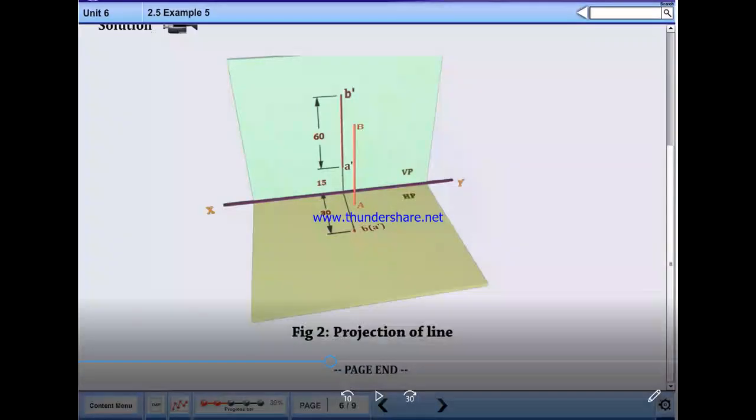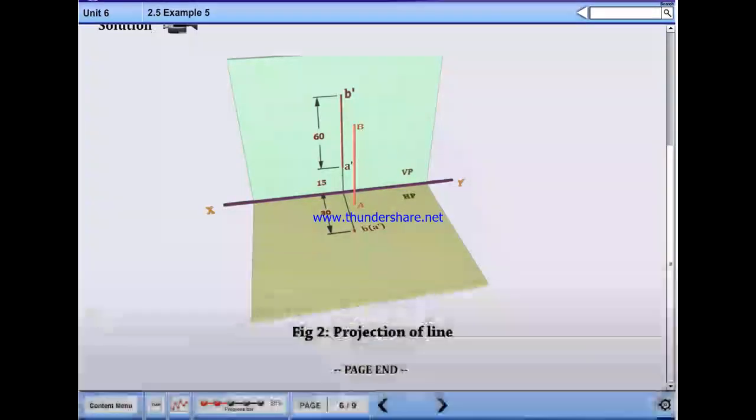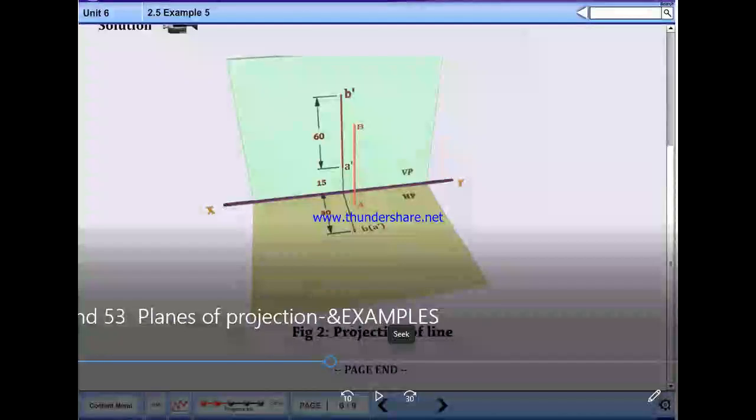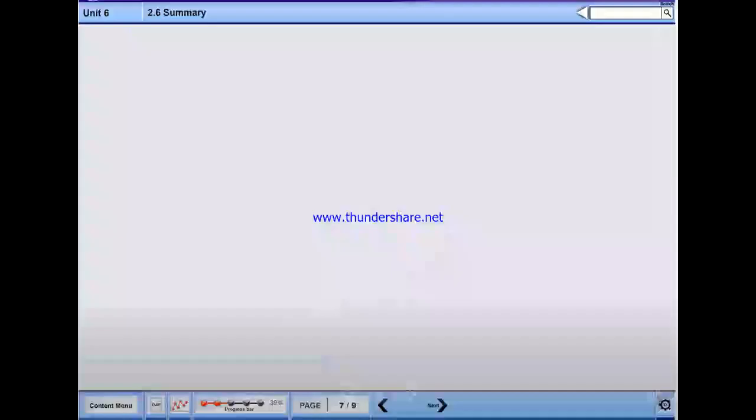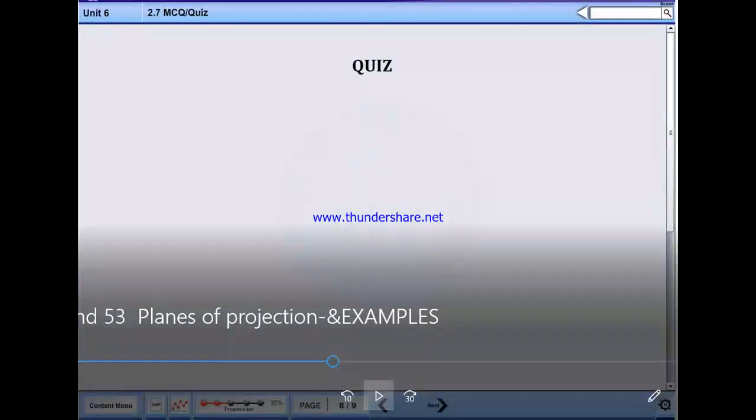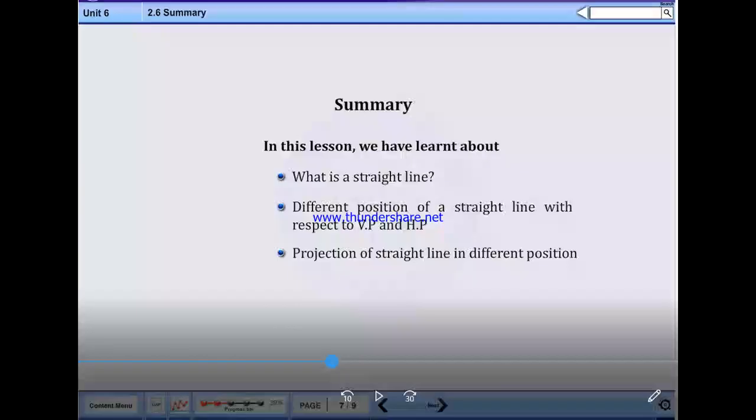Now note down the figure. Projection of line. In this, we are studying what is a straight line, different positions of a straight line with respect to the vertical plane and horizontal plane, and projection of a straight line in different positions. So after completion of this topic, this is a summary.